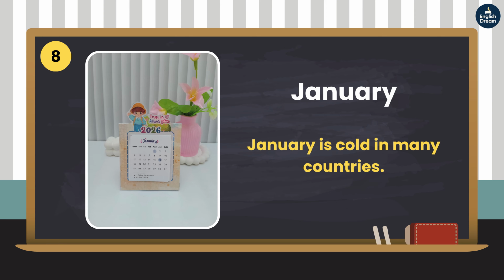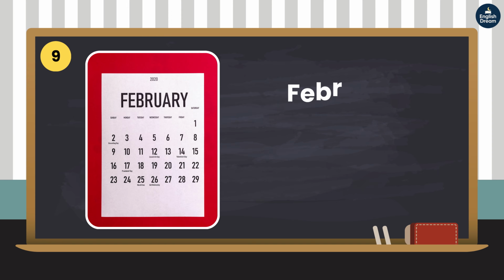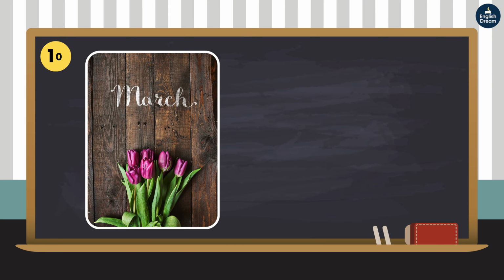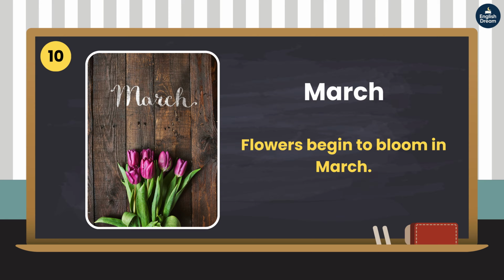January. January is cold in many countries. February. Valentine's Day is in February. March. Flowers begin to bloom in March.